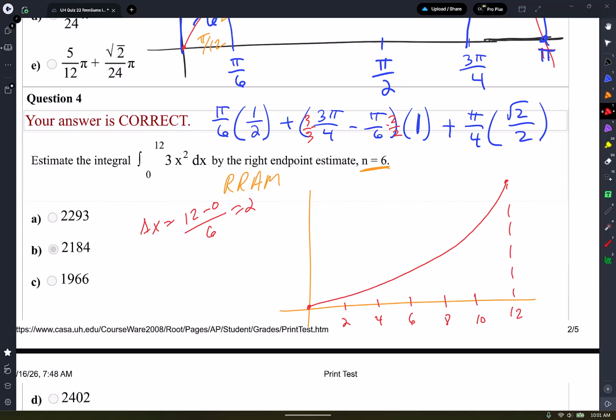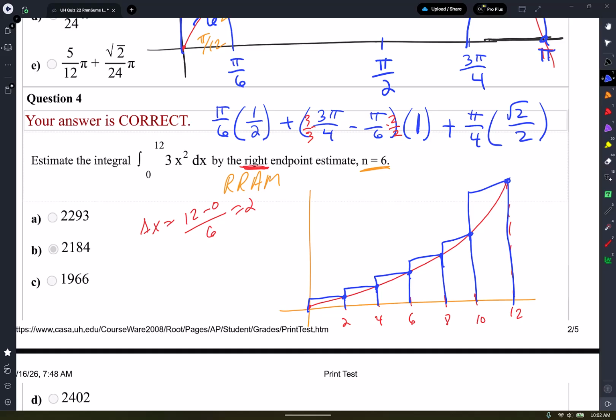All right, between the partitions, I am looking at what endpoint? Right or left? Rightmost. So here it is. Between 0 and 2, take the 2. There's my rectangle. Between 2 and 4, take the 4. Between 4 and 6, take the 6. Between 6 and 8, take the which one? 8. Between 8 and 10, take the 10. And then between 10 and 12, take the 12. Okay, do you guys like the visuals? Are you guys visual learners? Okay. All right, take your calculator.